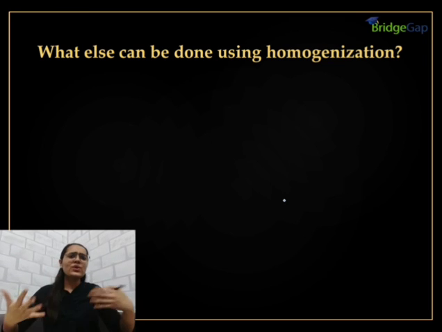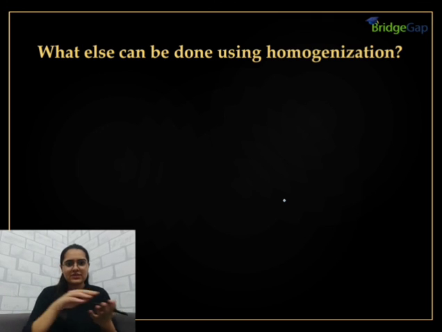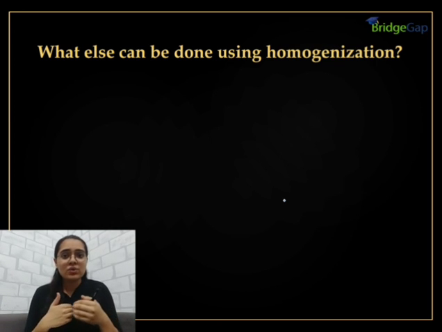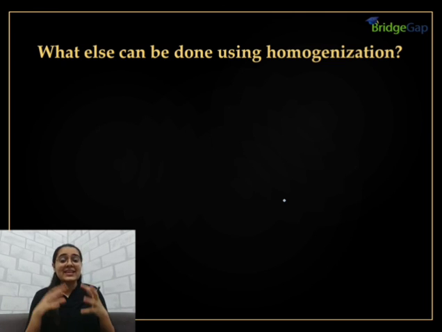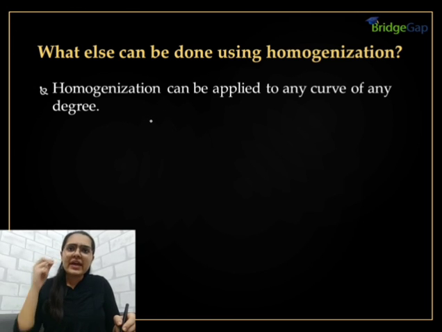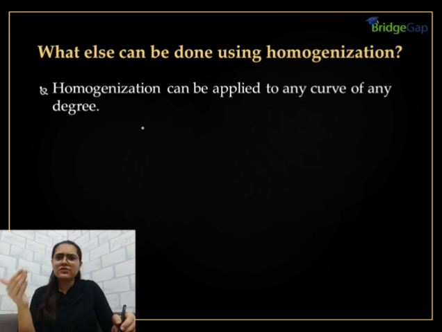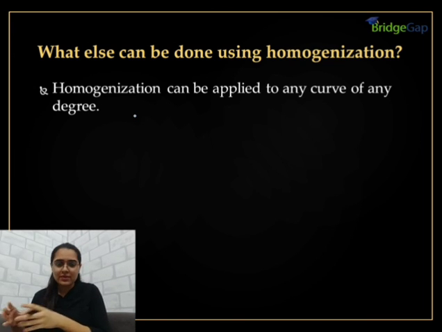Alright, now the question comes, what else can be done using homogenization? We have studied that if we know two things, we can find the third thing, and we have applied it only to second degree curves. But is there more? Yes, there is definitely more. Homogenization can be applied to any curve of any degree. Here we only applied it to second degree curves, but it can be applied to third degree, fourth degree, any degree. That requires complex calculation, but yes, it is possible.